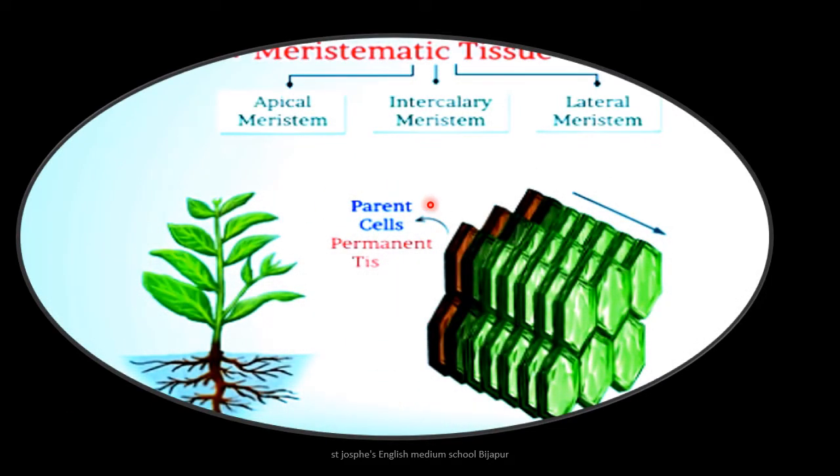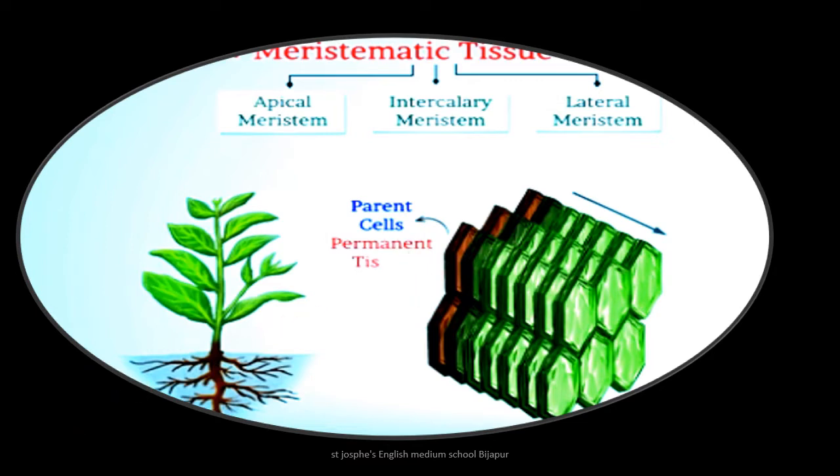Means you can see over here, the parent cells, as they lose the ability to divide, they become permanent. Earlier they are the young tissues and they are immature. After some period of time, they lose the ability, they become mature, and they take up a permanent shape, size and structure. This particular process is known as differentiation.